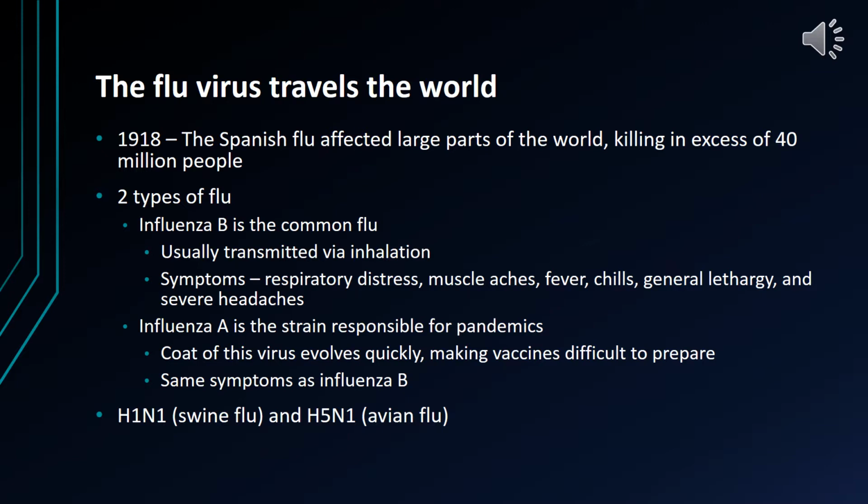But anyway, influenza B is the common cold, and this is usually transmitted via inhalation, and the symptoms include respiratory distress, muscle aches, fever, chills, general lethargy, and severe headaches. And then influenza A is the strain which is responsible for the global pandemic. The code of this virus evolves quickly, making vaccines difficult to prepare, and unfortunately, this has the same symptoms as influenza B. There are also some other types of flu. There's H1N1 or swine flu, and H5N1 or avian flu.